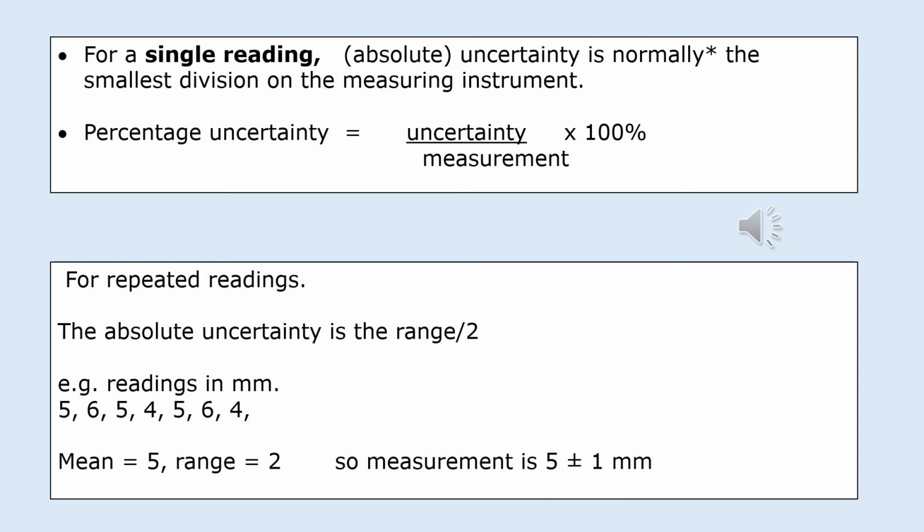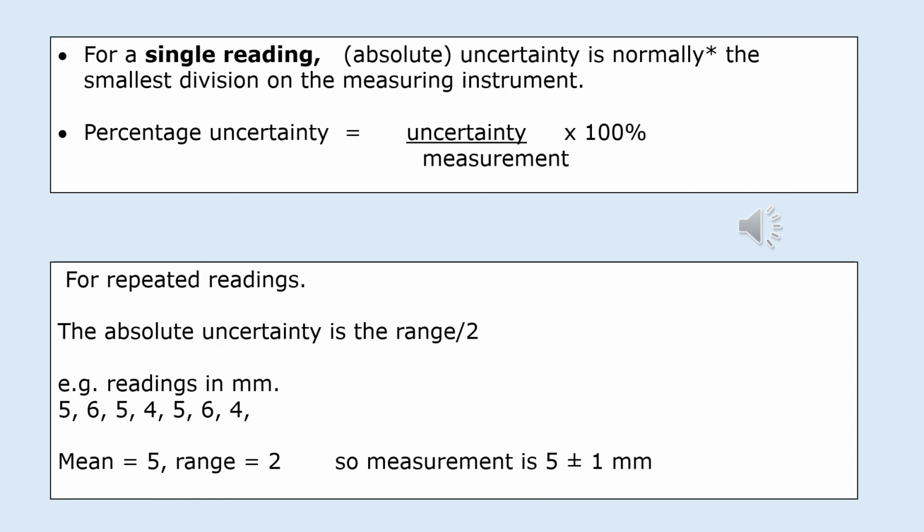This slide just repeats what I've said. If we take any single reading, the absolute uncertainty is normally the smallest division on the measuring instrument. The percentage uncertainty is that value of the uncertainty divided by whatever the value of the measurement was, times 100. However, if we take repeated readings, so instead of measuring just 5.3 volts, we repeat taking measurements of the voltage, we've got 5.1, 5.4, 5.3, etc. Then the absolute uncertainty is the range of those measurements divided by 2.